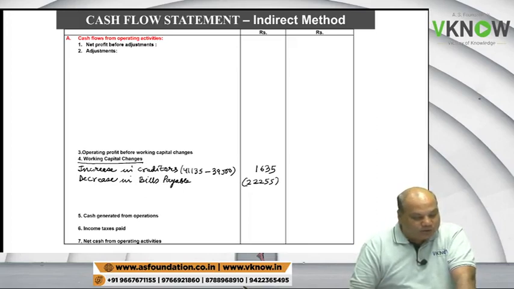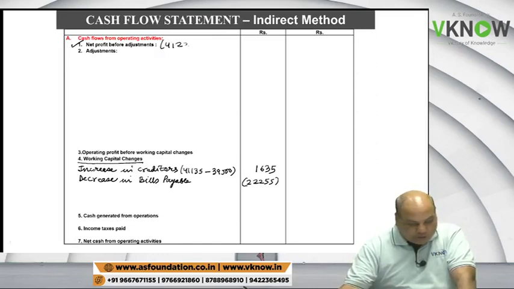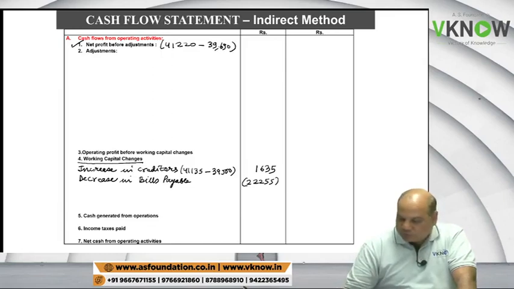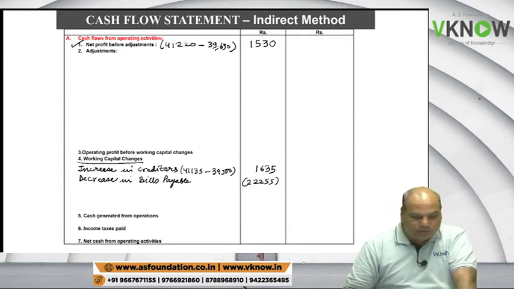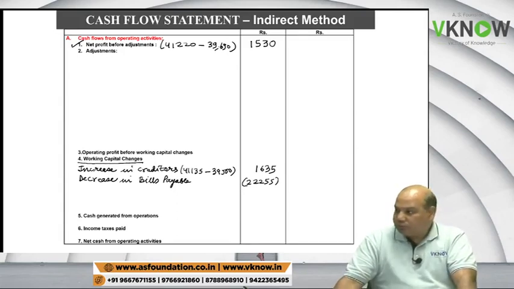And next line is P&L account. P&L account, write in point number 1, net profit before adjustment 41,20 and minus 39,690. So how much is that? This will be something like 1530. 1530. Very good. Okay. Any query on this question?